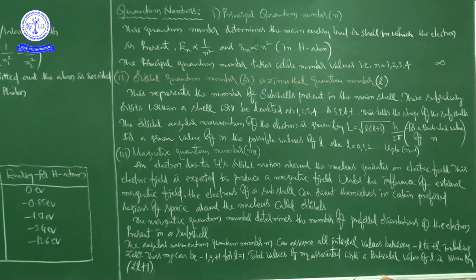In this class we discussed the principal quantum number, the orbital quantum number, and the magnetic quantum number. While discussing the quantum numbers, we had some relations. Those relations we have to keep in mind, which helps us while solving the numericals related to this topic.